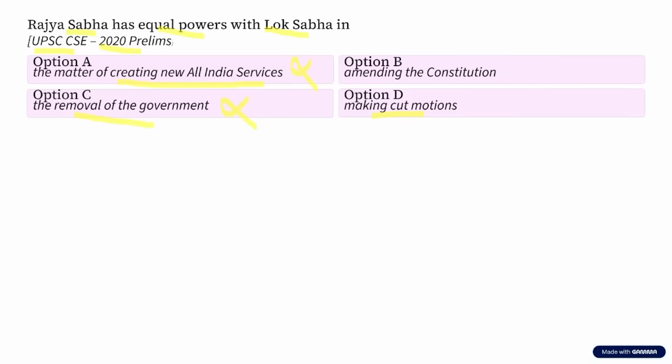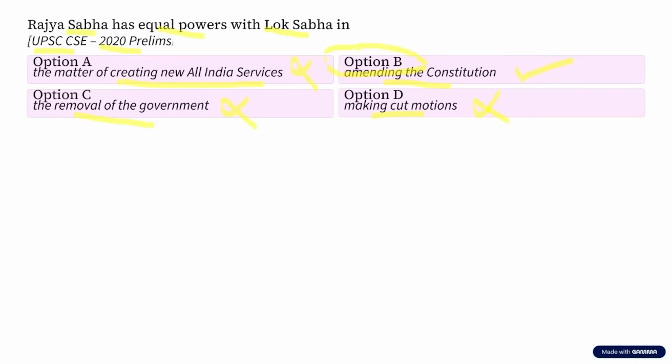So who has more power? It is Lok Sabha. So option D is also wrong. So come to option B, amending the constitution. We discussed this also, saying that Lok Sabha and Rajya Sabha have equal powers in amending the constitution. So option B is correct.